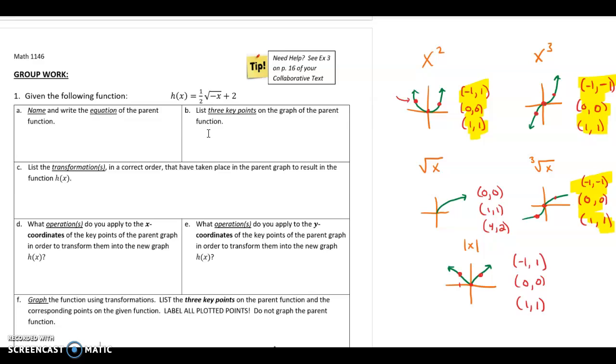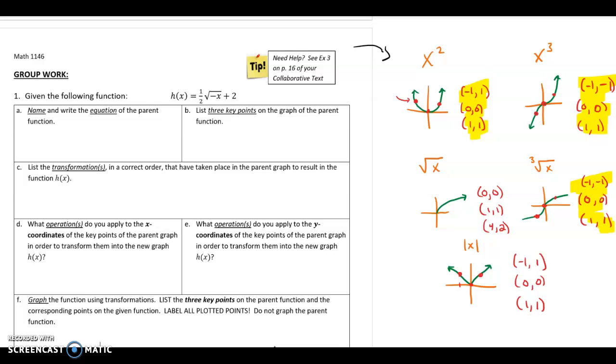So the first thing we want to do is identify the parent function. The parent function is going to be one of the functions from this list. Is it squared? Is it cubed? Is it square root? Is it cube root of x? Or is it the absolute value of x? Which one of these does our function appear to look like?